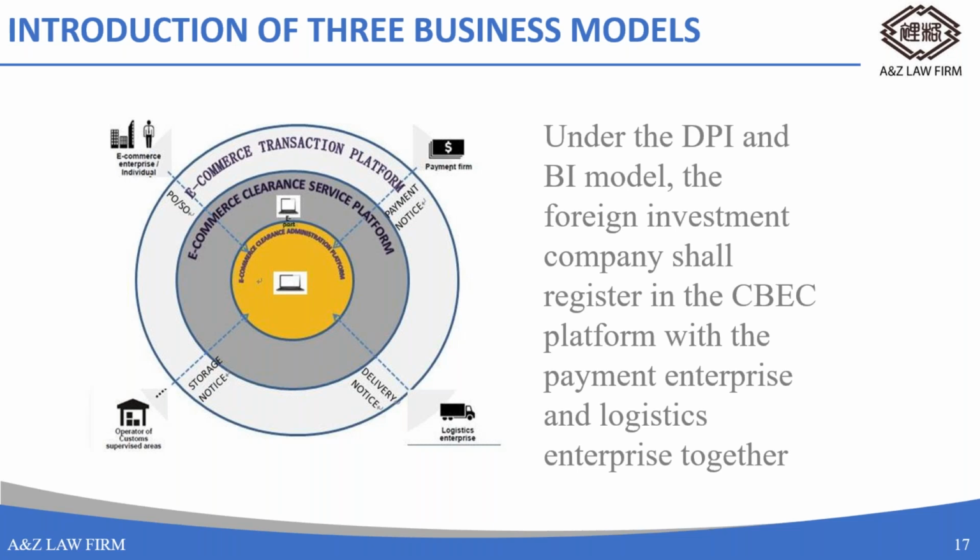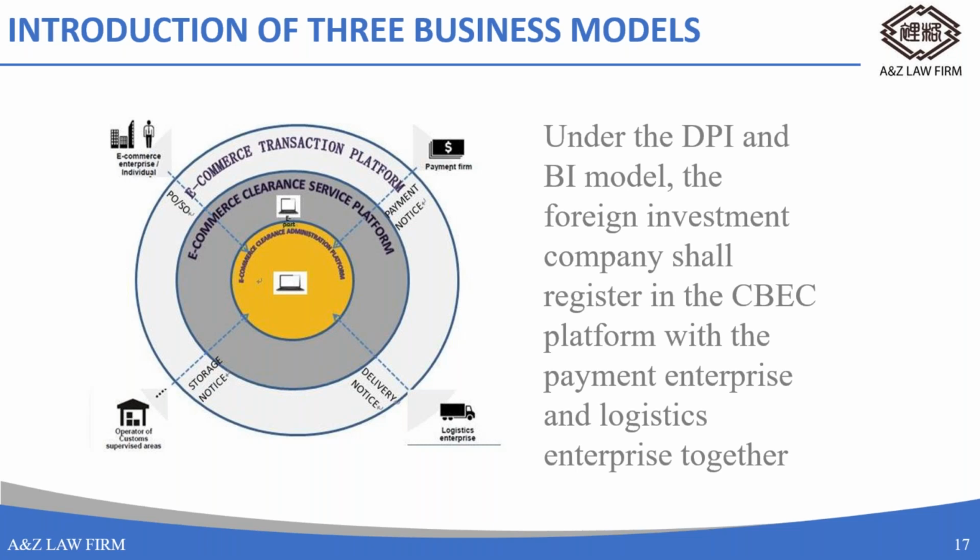So how does this work? Let me explain a little bit very briefly. A foreign company will send the information related to the payment firm to this platform. And then meanwhile, a logistic company and an operator of customs supervised areas also register with the e-commerce platform when it applies for registration. In the case that the Chinese user submits the order on the website, this person will provide his or her ID details to this website. And then the website will use such information to make the declaration. So here is a big difference compared to the first model.